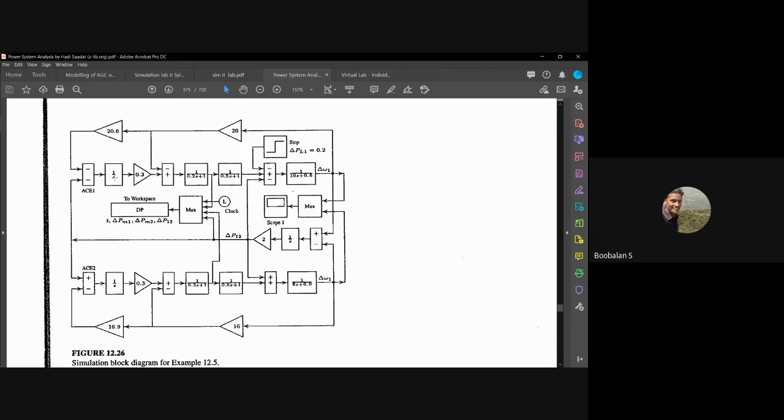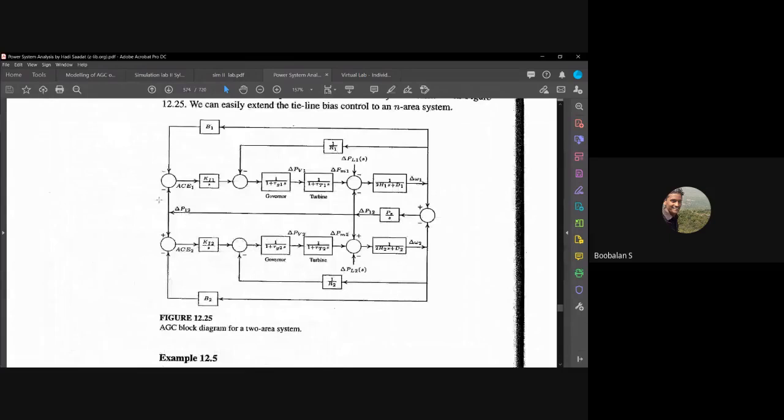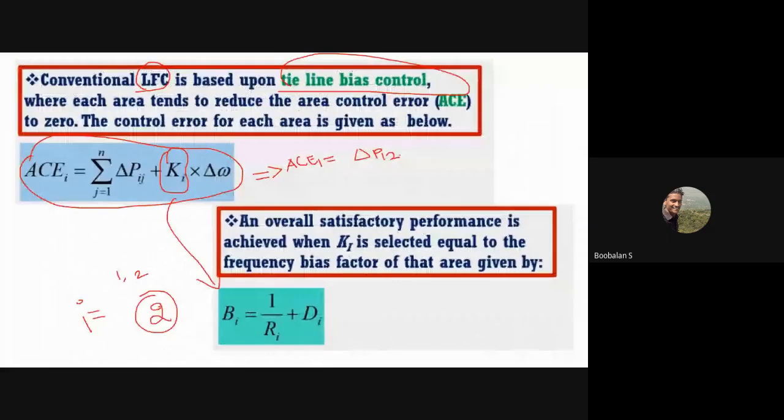Just note it down, this method. We are just going to connect these things. Now note it down once again. Shall we calculate? Yes. We need to calculate B1, B2, right? So we need to calculate B1, B2. Just note it down. What is the B1 formula? So if you expand this, plus B1 del omega. In the same way, area control error E2 is equal to delta P21 plus B2 del omega.